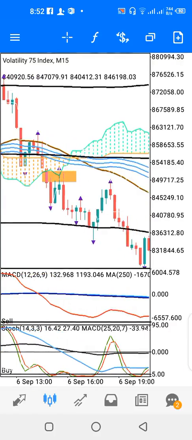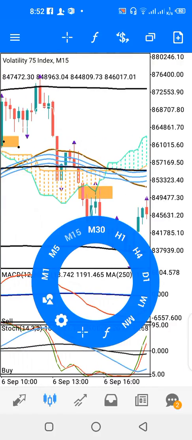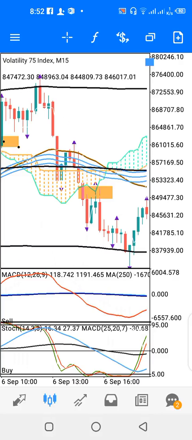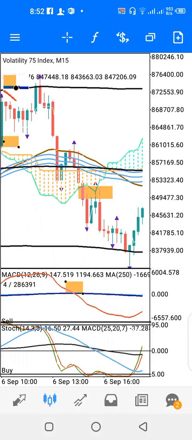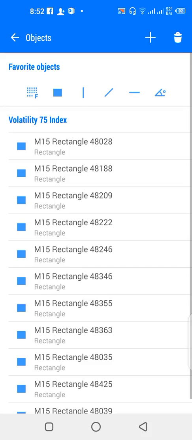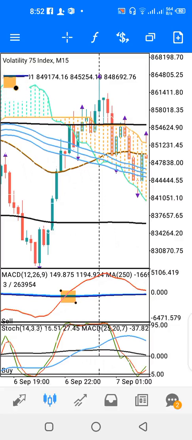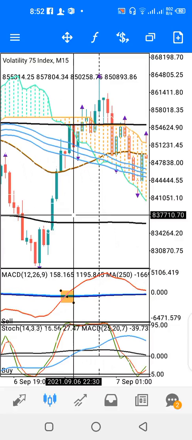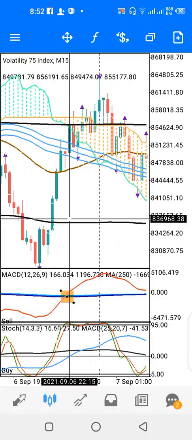Now, this is just simple. It tells you the trend. Okay, if the red line crosses below, you have a bearish trend kicking in, so look for sell opportunities. If the red line crosses above, you have a bullish trend starting, so all you need to do is look for buying opportunities.